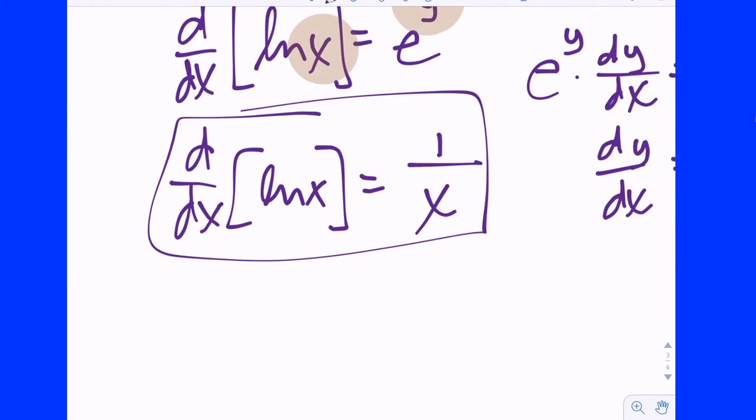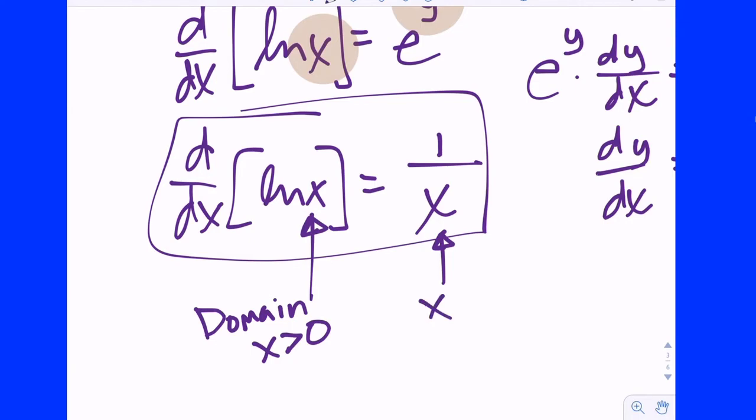And 1 over x is a parent function also, right? We know what it looks like. What's the domain of our function that we're starting with? Of any log function? Log of x? Take your argument, x, and say it has to be greater than 0 and solve. They have to be positive, right? What's the domain of 1 over x? It can be positive or negative. It just can't be 0.